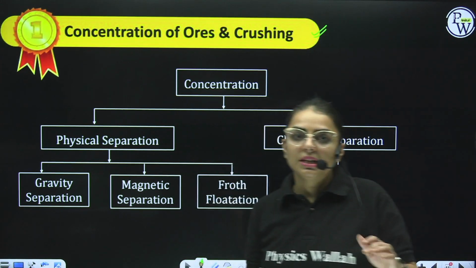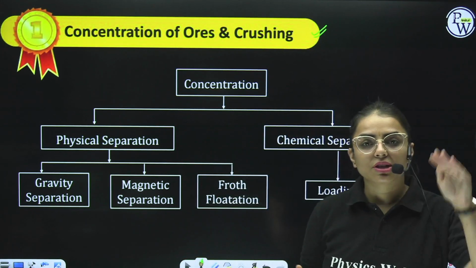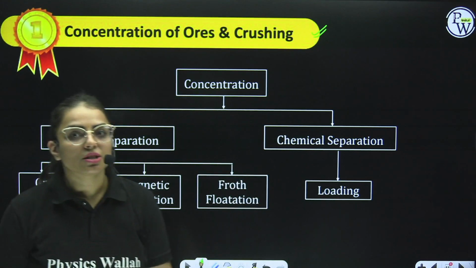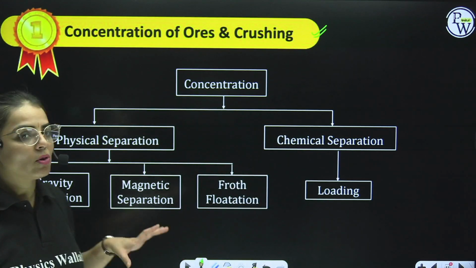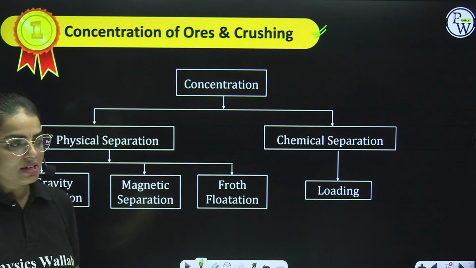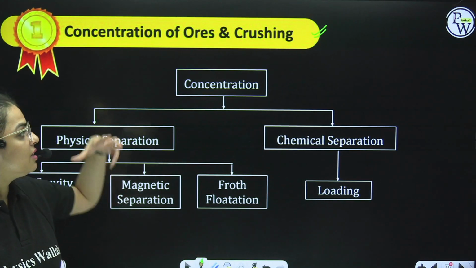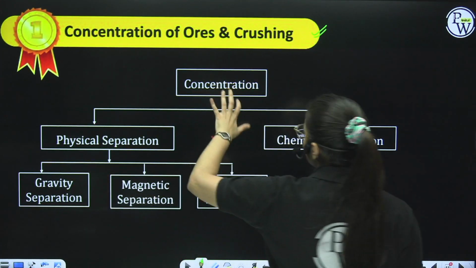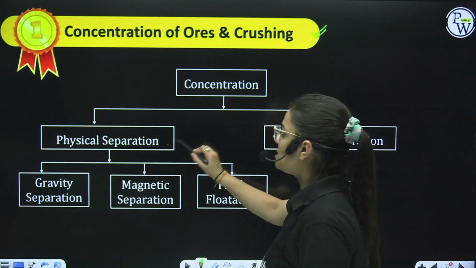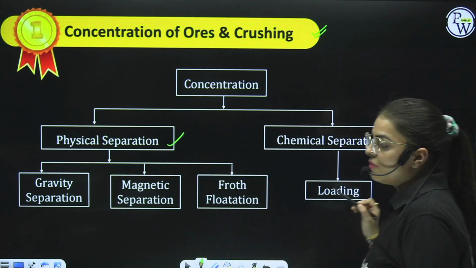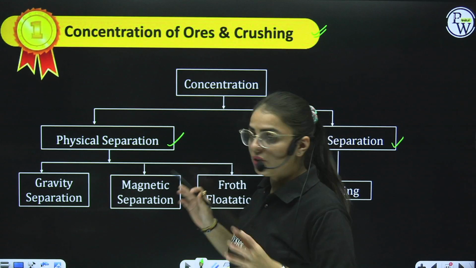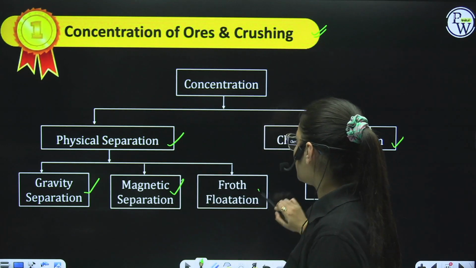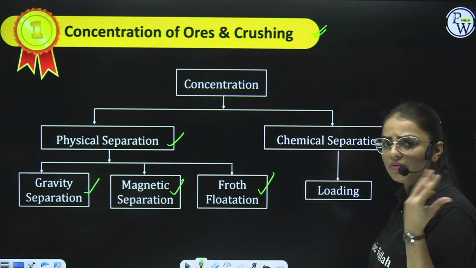The very first step is concentration of ores and crushing of ores. When we are cleaning it out, we have to crush it into powdered form. Only then can we do the separation process. Otherwise, it is not at all possible. Concentration is cleaning or washing of an ore. It occurs in two steps: physical separation and chemical separation. Physical separation has three methods: gravity separation, magnetic separation, and froth flotation. All of these three are very easy and very important.